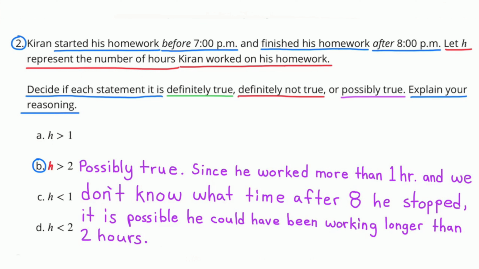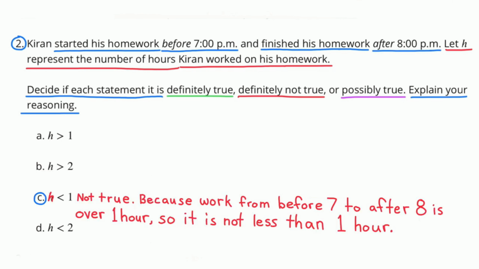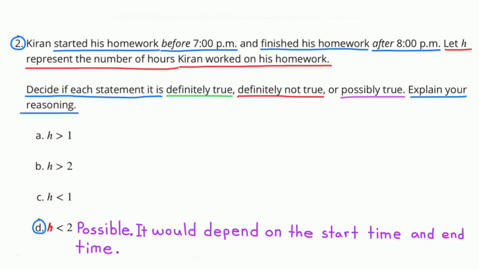B. H is greater than 2. That's possibly true since he worked more than 1 hour and we don't know what time after 8 o'clock he stopped. It is possible that he could have been working longer than 2 hours. C. H is less than 1. That's definitely not true because he worked from before 7 o'clock to after 8 o'clock, and this is for sure over 1 hour. So it is not possible for him to have worked less than 1 hour. D. H is less than 2 hours. That's possible. It would depend on the start time and the end time.